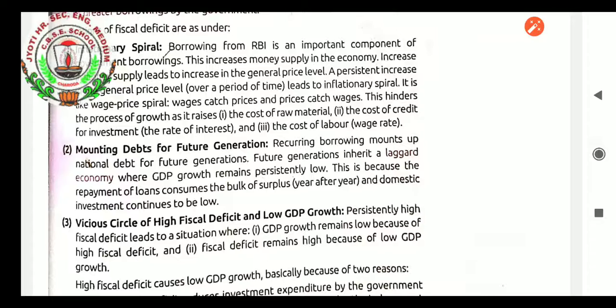Recurring borrowings unnecessarily mount up the national debt for future generation. Future generations inherit a laggard economy. What laggard economy? They will not have security in their future, where GDP growth remains persistently low, the income of the people low, but prices will be increasing unnecessarily. This is because the repayment of loan consumes the bulk of surplus year after year, and domestic investment continues to be low.